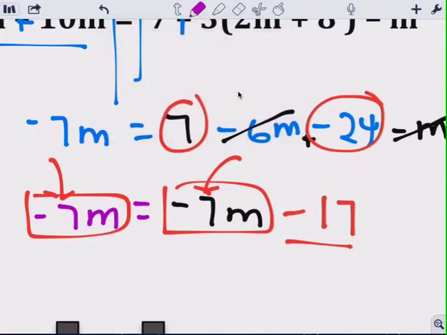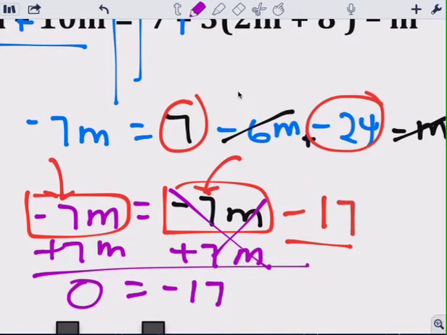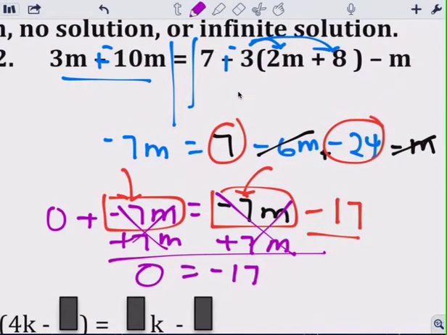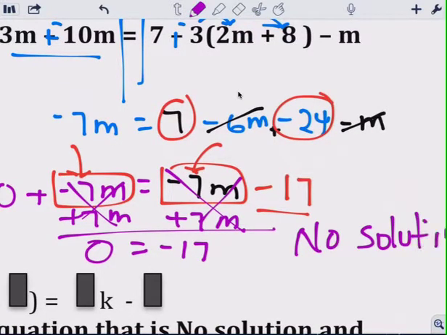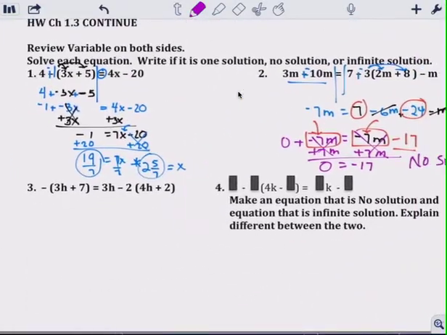But to prove it, you have to add 7m, cancels out. That leaves you 0 here, equals to -17. If you get confused, remember you can always add a 0 there to see that it's really 0 at any time. So this is no solution. Okay, no solution there.